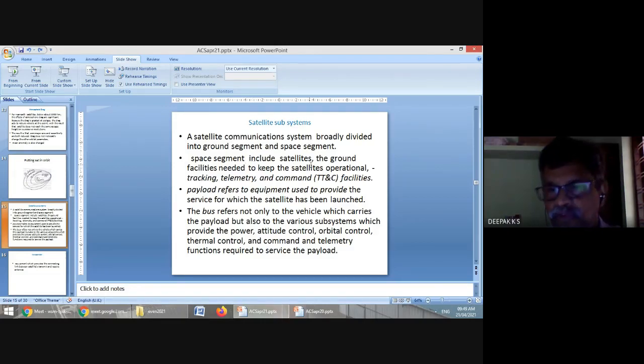Space segment includes the satellite and the ground facilities needed to keep the satellite operational. So the facility we are referring to is the tracking, telemetry, and command facility. TT&C is the abbreviation: tracking, telemetry, and command.